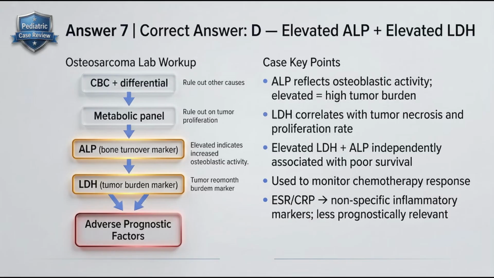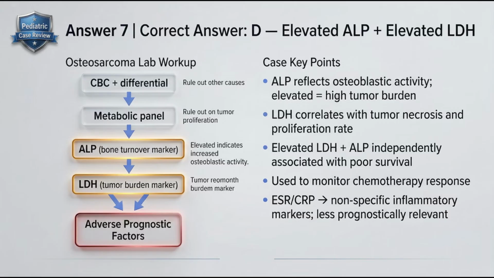These two enzymes are the most prognostically significant laboratory markers in pediatric osteosarcoma. Alkaline phosphatase reflects osteoblastic activity, and an elevated level correlates with high tumor burden and aggressive bone matrix production. Lactate dehydrogenase correlates with tumor necrosis rate and overall proliferation. Both have been independently associated with poor survival in multiple studies. They are also used to monitor response to chemotherapy during treatment.